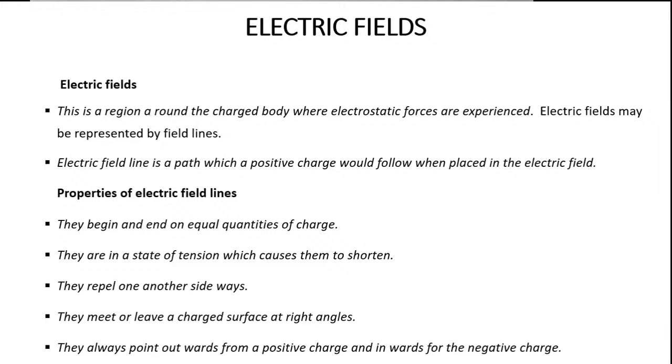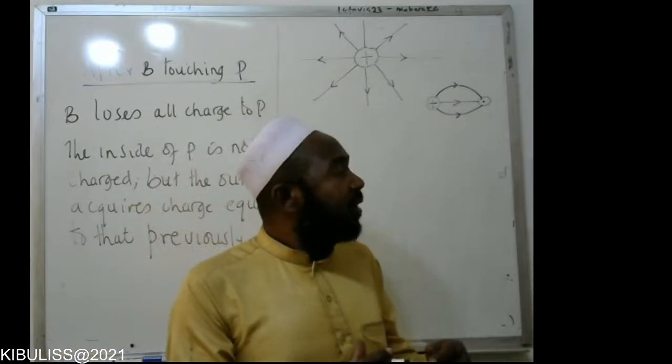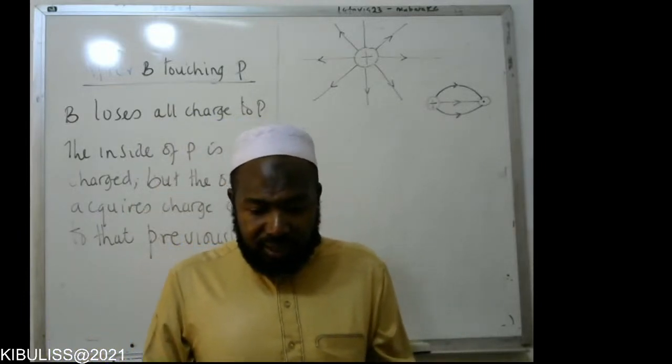Like, for example, if there were two fields, there is a charge here, and another charge here. This one tends, by the law of electrostatics, to be attracted to that one. And therefore they are stretched, making them shorten. So that is the second characteristic.